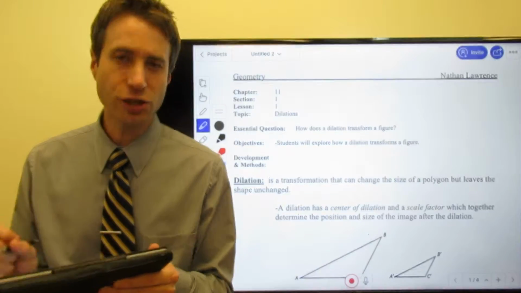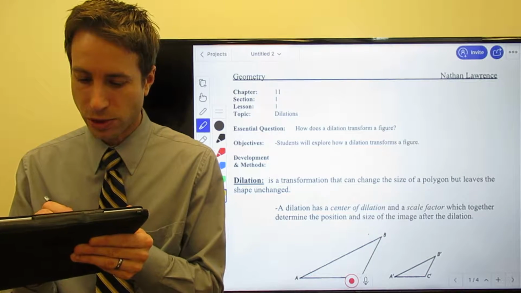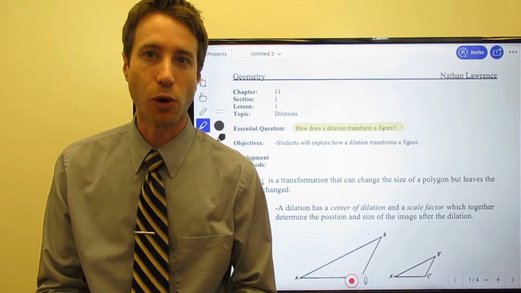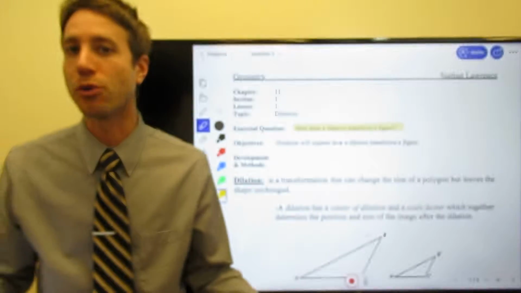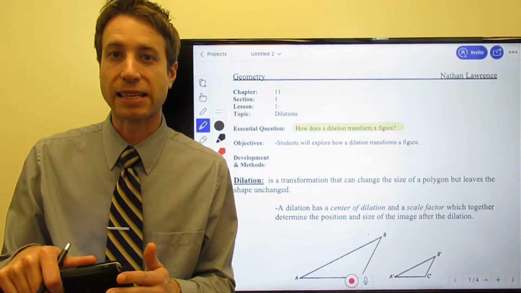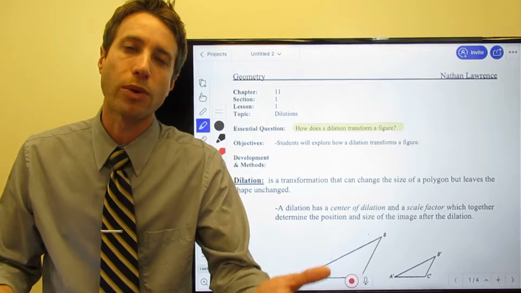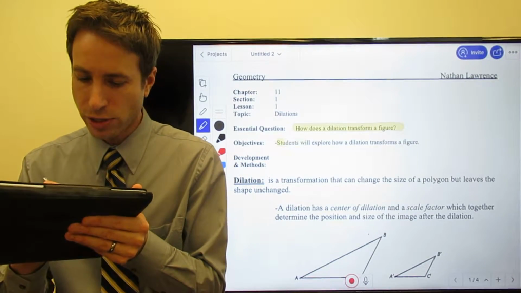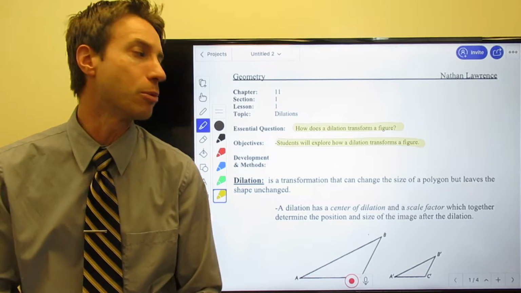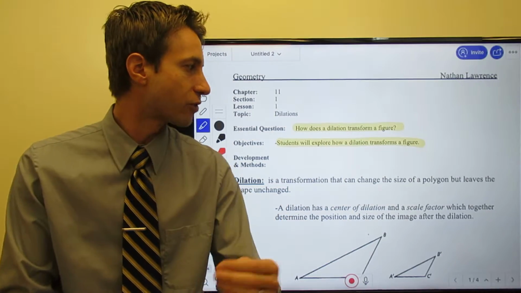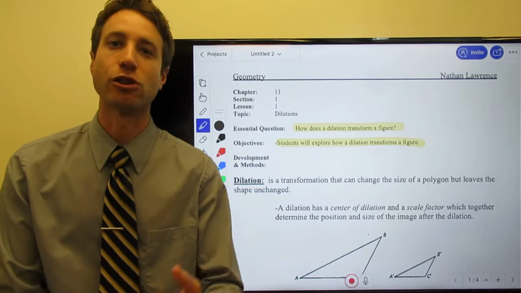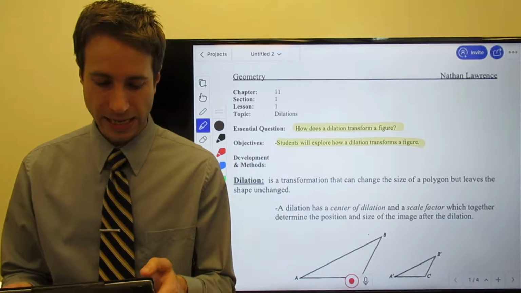Our essential question for this set of notes is, how does a dilation transform a figure? And like we just said, we know that a dilation will either make the figure bigger or smaller. What we mean is it'll change its size. And the way that we're going to do that is we're simply going to explore a little bit about the transformation of a dilation and what it does to a figure. So let's jump right into this.